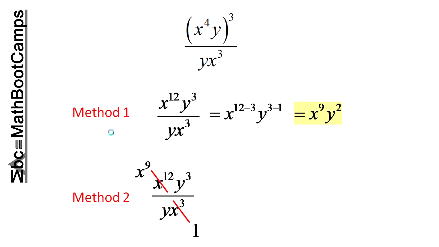Okay, same thing with the y's. Y cubed is y times y times y. I cancel that with one of the y's. There's only one of them down in the denominator. I'm left with 1 down here and y squared up here. Get the exact same answer.